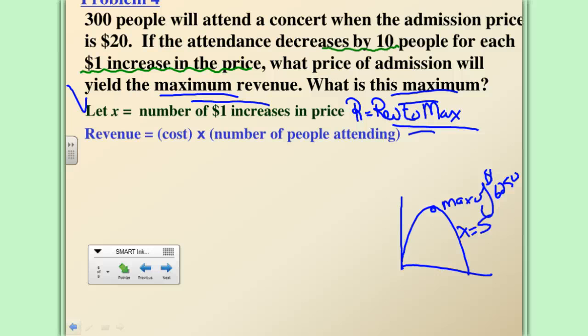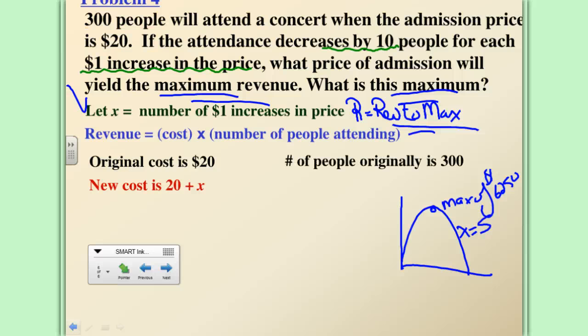How is it being affected, Bobby? How is it being affected? What's happening with X? What's our cost doing? We are doing $1 increments, and we're increasing or decreasing? We are increasing by $1. So the original cost was 20 bucks, and you are increasing that price by $1. So your new cost is going to be 20 plus X.